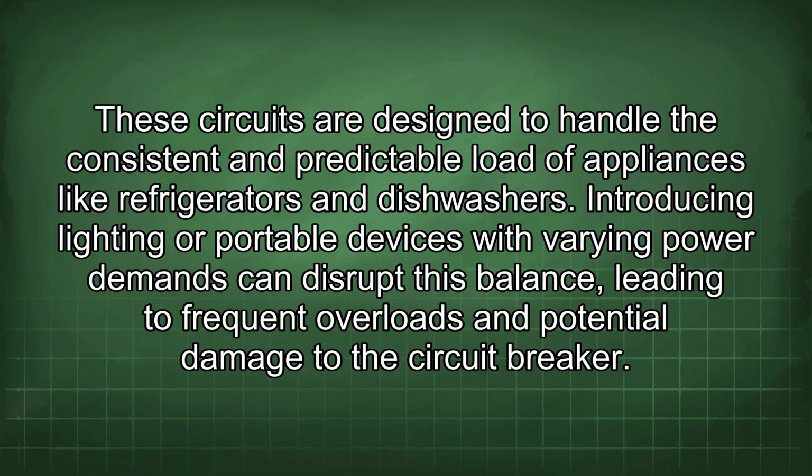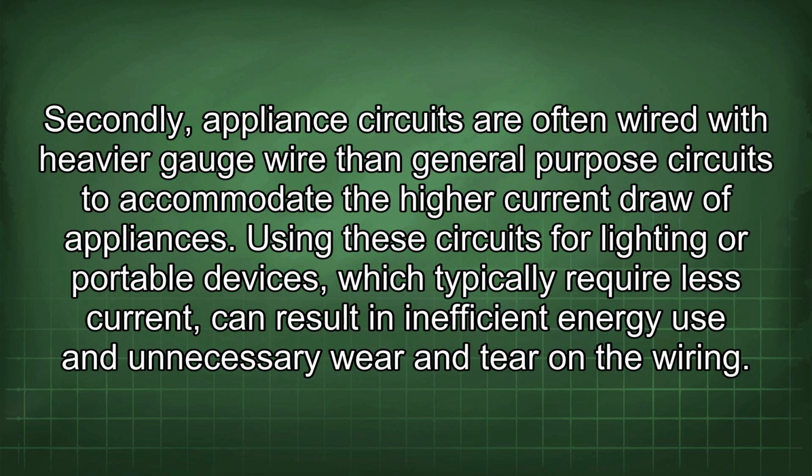Secondly, appliance circuits are often wired with heavier gauge wire than general-purpose circuits to accommodate the higher current draw of appliances. Using these circuits for lighting or portable devices, which typically require less current, can result in inefficient energy use and unnecessary wear and tear on the wiring.